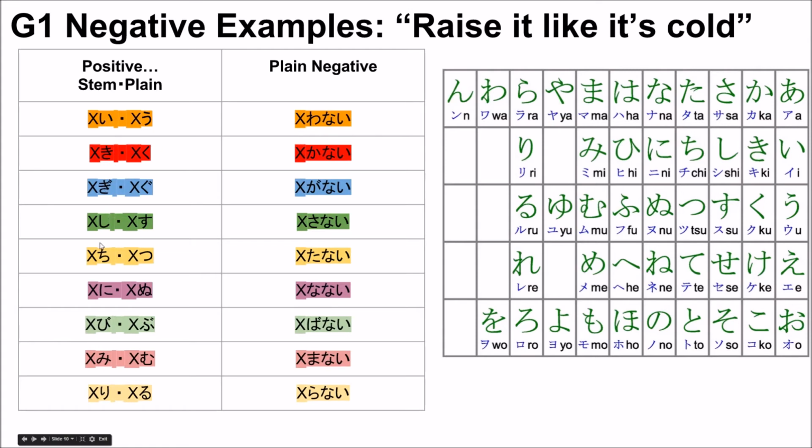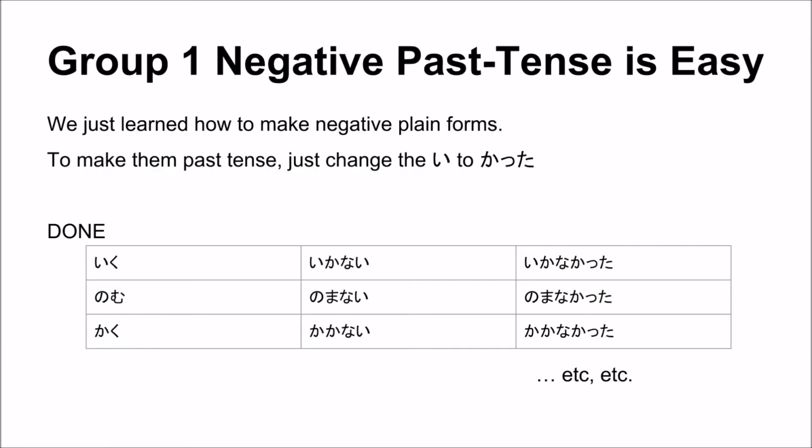I, ki, gi, shi, chi, ni, bi, mi, ri. The plain form's on the right. U, ku, gu, su, tsu, nu, bu, mu, ru. The plain negatives are over here. Awanai, kanai, ganai, sanai, tanai, nanai, banai, manai, ranai. Okay, so i's and u's turn into wa. Just keep that in mind when you're doing it.